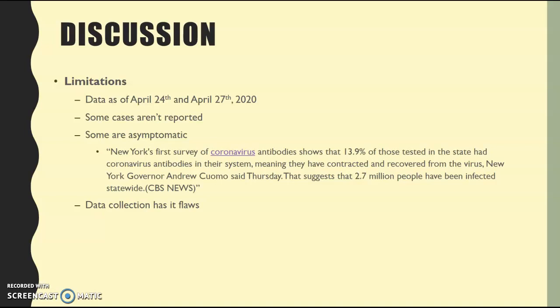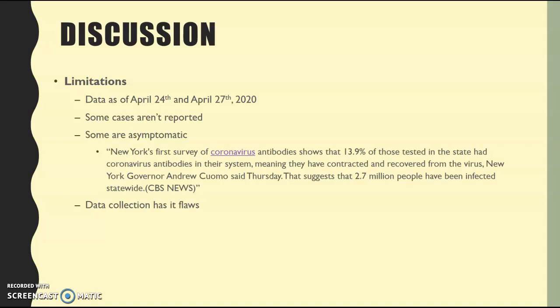And then some people are asymptomatic, and I wanted to include this quote here of a study that was done in New York that showed that 13.9% of those tested actually had antibodies in their system. This means that there are actually about 2.7 million people that have been infected statewide within New York, as opposed to the 200,000 that are confirmed cases. And so, as you can see, data collection has its flaws.